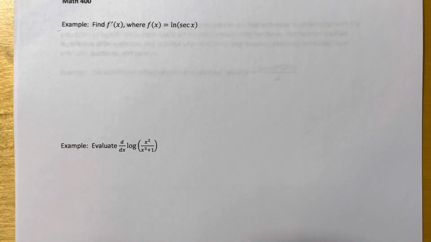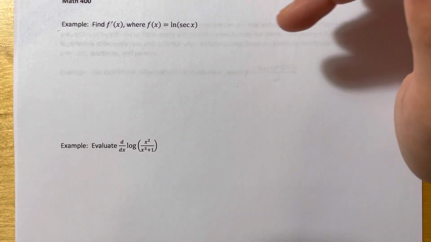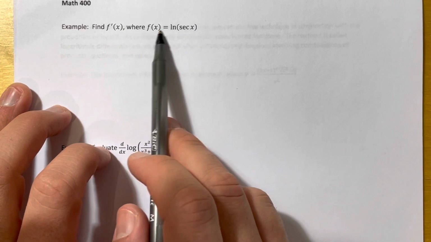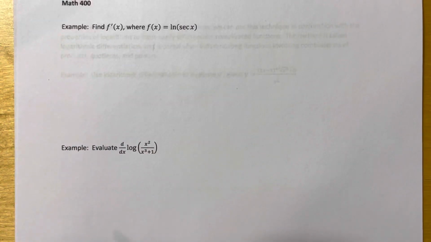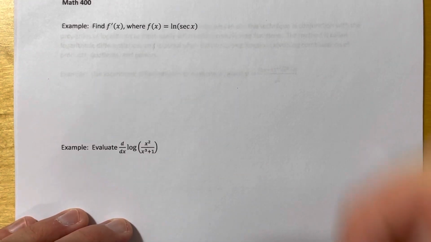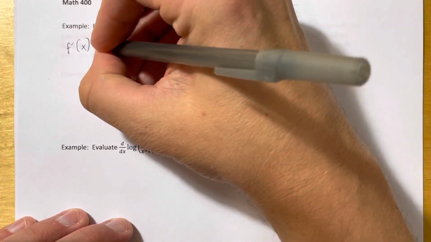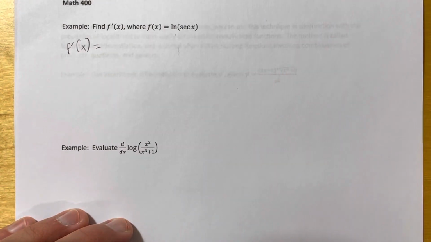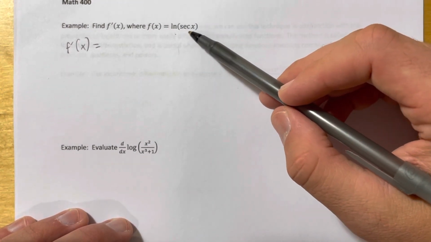All right, so we're going to do some more examples with the results that we just came up with. So here, I'm trying to find f prime of x, where f of x is equal to the natural log of secant of x. Once again, we have a composite of two functions where the natural log is on the outside. And what we saw is that when we find derivatives of the natural log of a function of x, the result is the derivative of this function over this function.